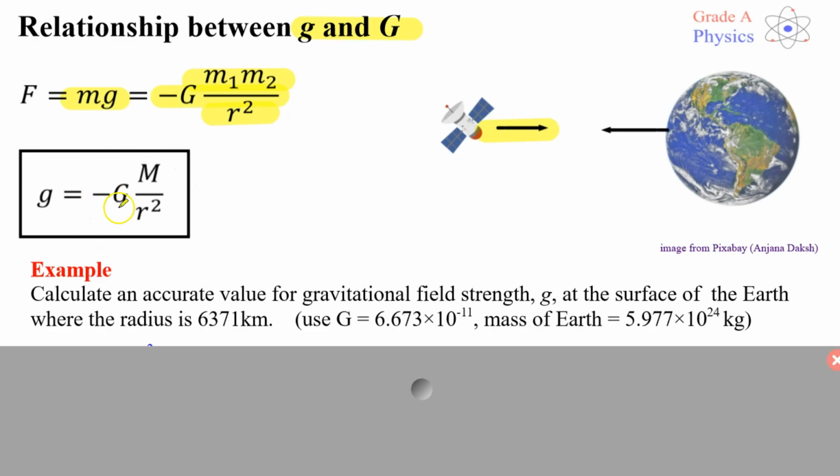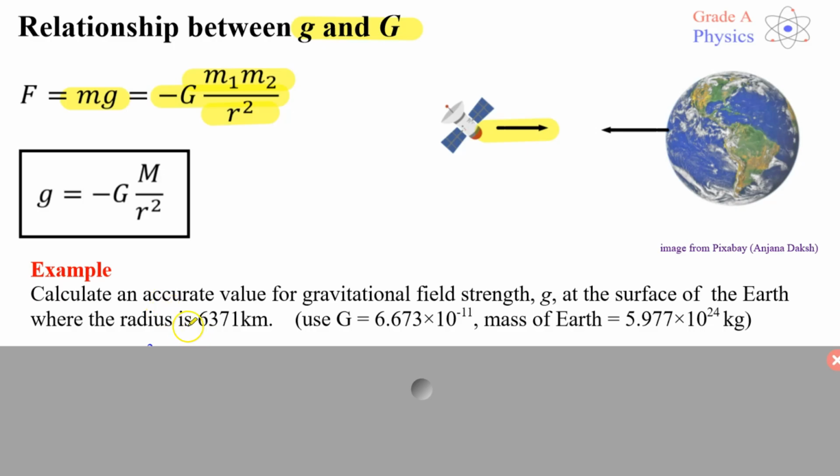We can include the minus if we want to, but we normally ignore that in our answer. And the remaining mass is m2, which will be the larger mass. So very often this is written as capital M to remind us that's the bigger mass. That's normally the mass of the planet.